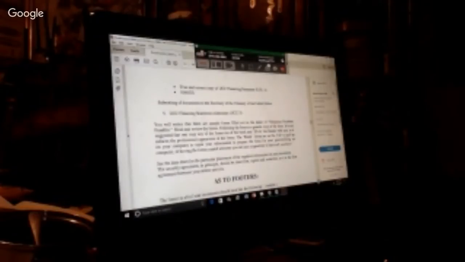All right, so you would notice that there are sample forms filled out in the name of Benjamin Freedom Franklin, in upper and lowercase. Read and review the forms. You got it? All right, following the form is a generic copy of the form. It is not suggested to copy any of the forms out of the book. Filling in the blanks with a pen reduces the professional appearance of the form. The blank forms are on the CD to pull up on your computer to input your information to prepare the forms for your process filing on computer, or having the forms copied, whereby you can use a typewriter if it is all you have. See the data information on each document.